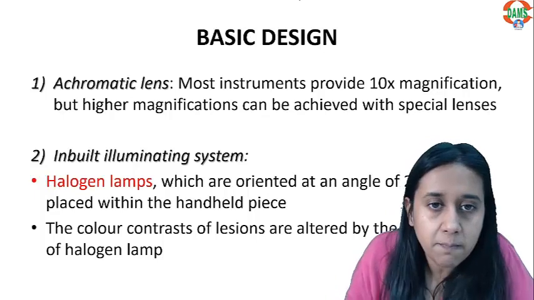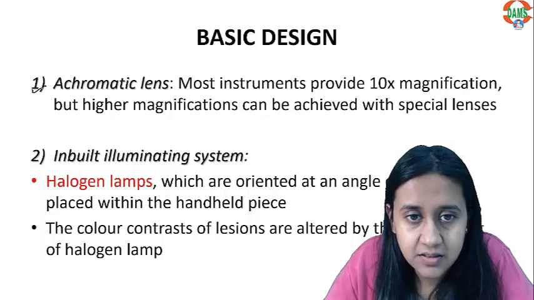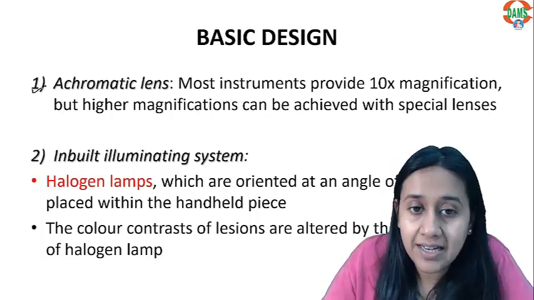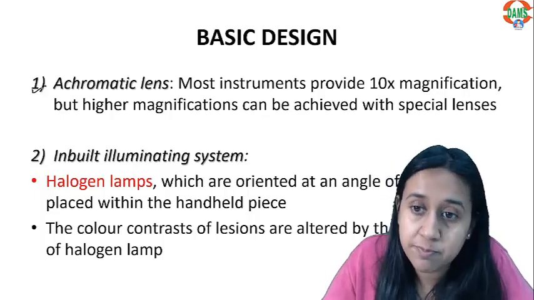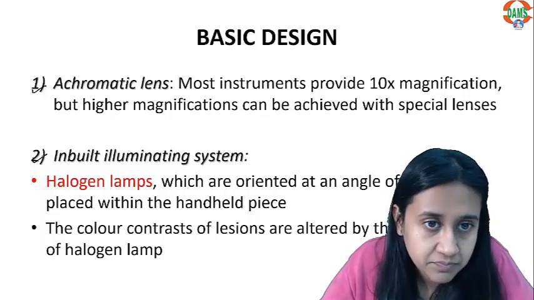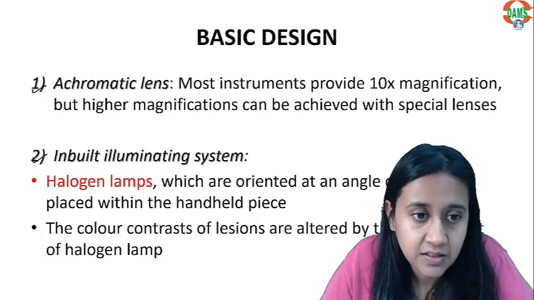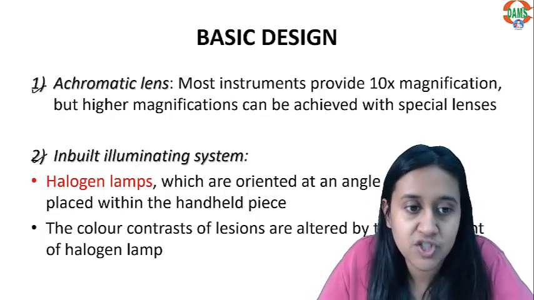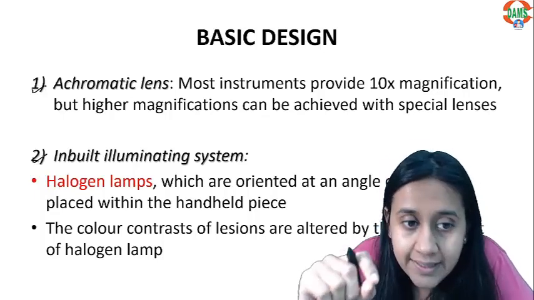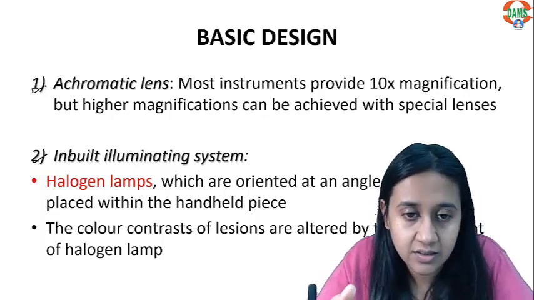Now what is the basic design? We have an achromatic lens. Most instruments provide a 10x magnification, but higher magnification can be achieved with special lenses. We have something known as an inbuilt illumination system. So first, you have a lens which magnifies the lesion by 10x. Then you have inbuilt illumination which contains a halogen lamp. They are oriented at an angle of 20 degrees and are placed within the handheld piece.